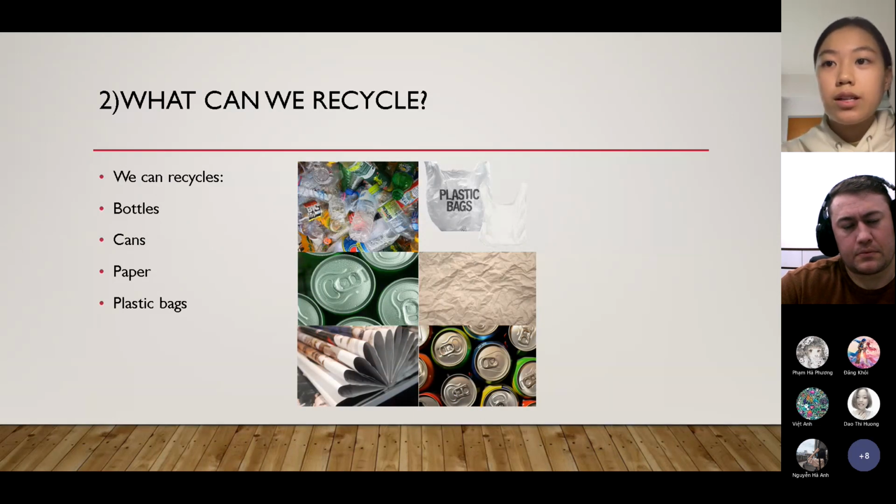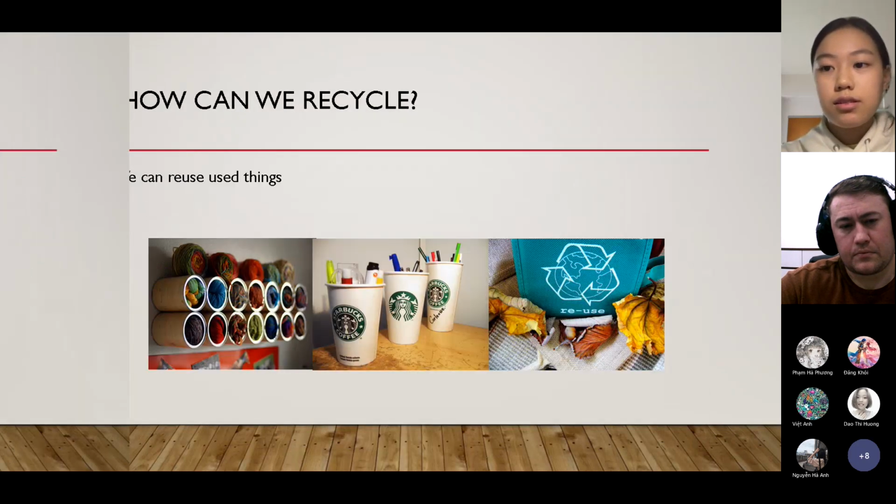Number two, what can we recycle? We can recycle bottles, cans, paper, and plastic bags. Number three, how can we recycle? We can reuse used things.